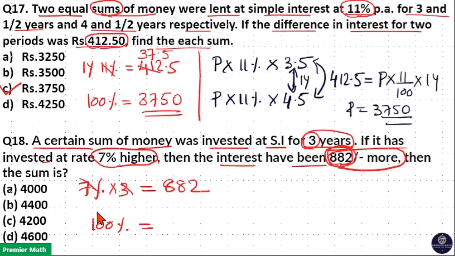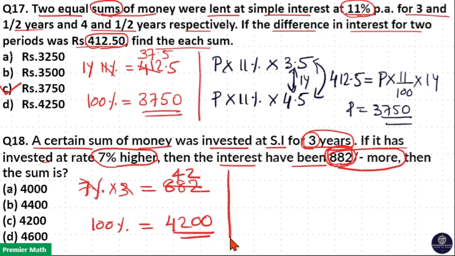7 into 3 is 21. 21 goes 4 times in 88. Remaining is 4. So, 21 goes 2 times in 42. So, 1% is 42 means 100% is the sum. 100% is 42 into 100, 4200.